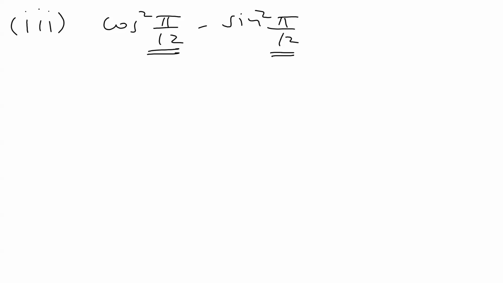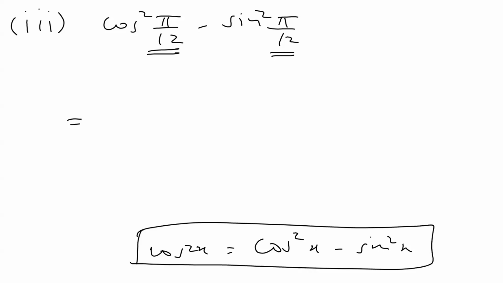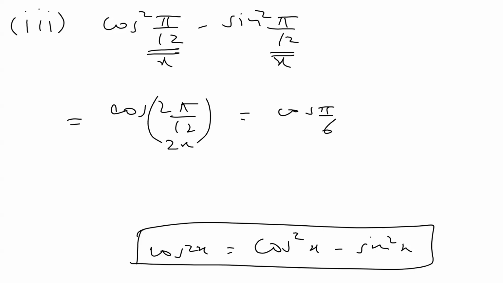Third, cos square pi by 12 minus sine square pi by 12. Let this be x. So cos square x minus sine square x. This again is cos 2x. So cos 2 into pi by 12. Because this is x, this will be 2x. So this is going to be cos pi by 6, cos 30, which is root 3 by 2.